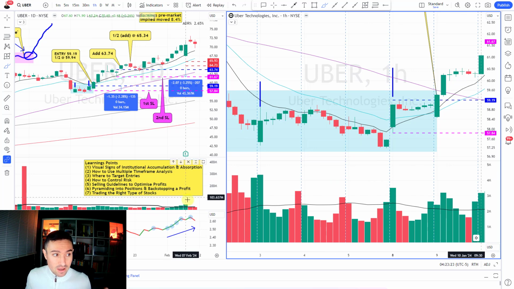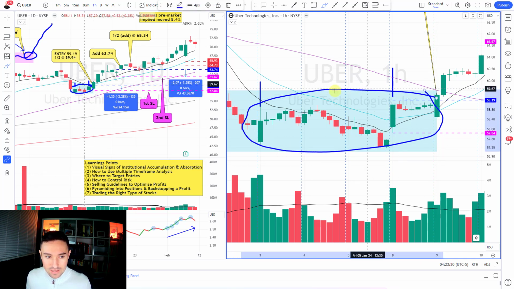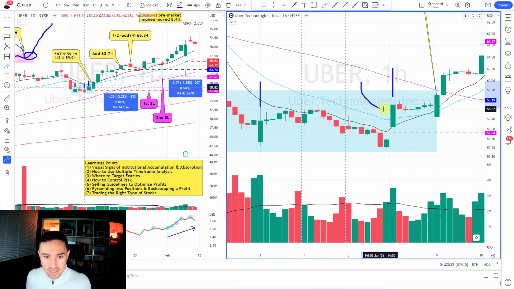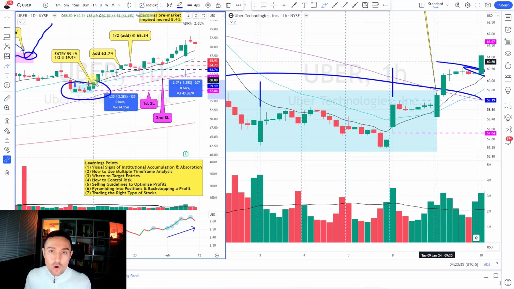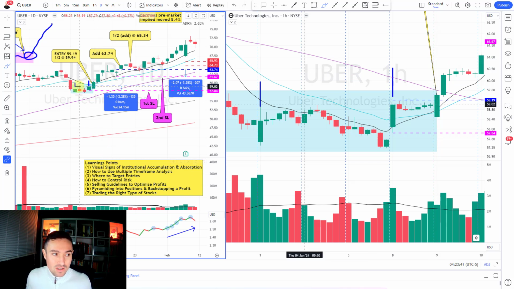So that kind of covers a fair bit of it in terms of visual signs of institutional accumulation and supply, how to use multiple time frame analysis. These are the kind of things that I'm looking for, specifically these bars here, but in the correct context on the daily chart. So off 10-day EMAs, off 21-day EMAs, off 50-day simple moving averages, where to target the entries. So understanding the type of base, a type of continuation pattern that you are targeting.